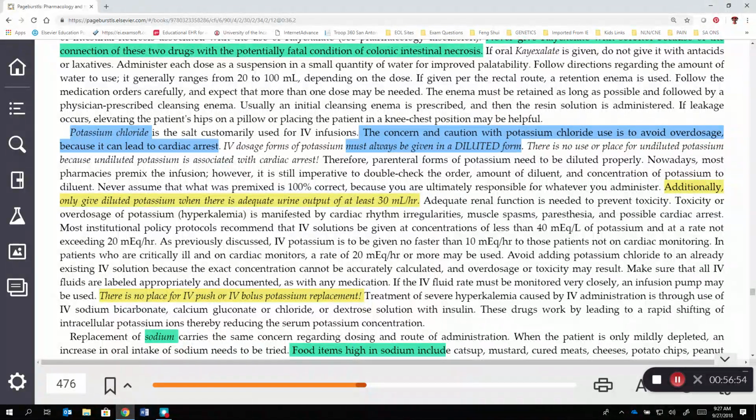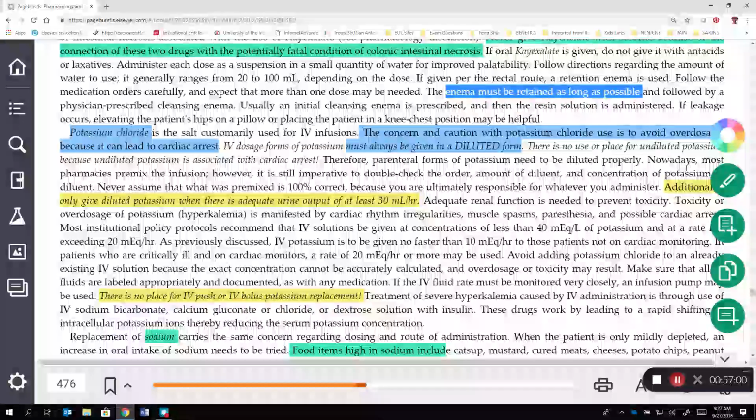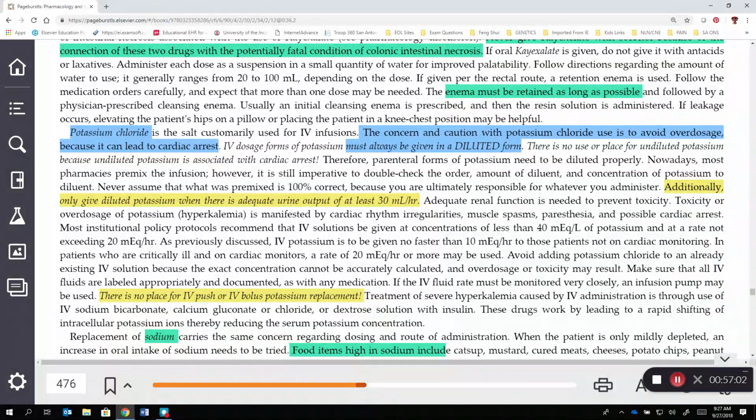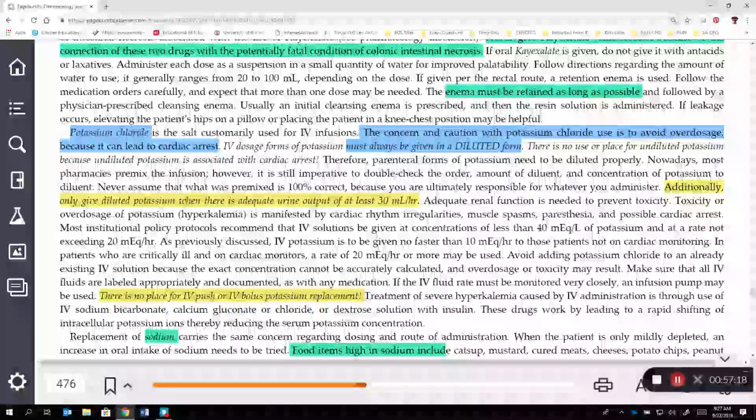Okay. It talks about the enema too for Kayexalate. We want the patient to retain it as long as possible. And oftentimes they will have a cleansing enema afterwards, because let's say that we do the enema, patient has some diarrhea, their potassium corrects. Well, there's still some residual in the intestinal tract. And so that needs to be cleansed out. Otherwise, now they're going to become hypokalemic.